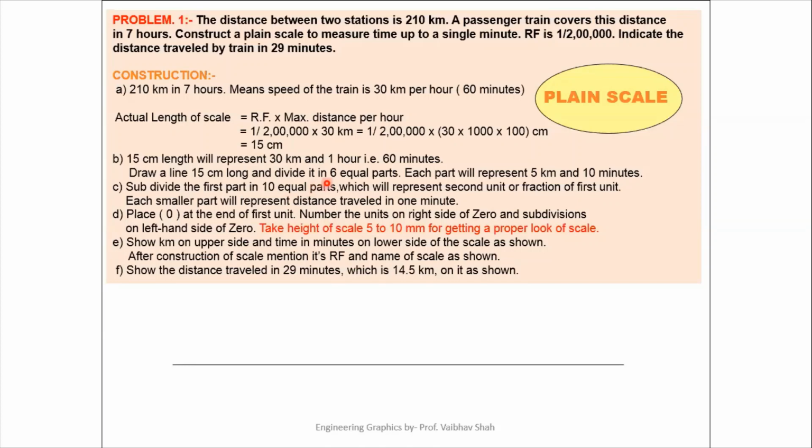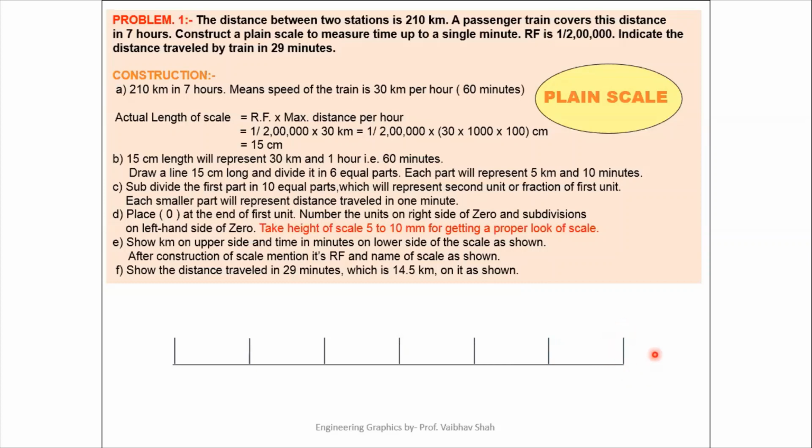Now we have to divide this line into 6 parts, because we have two different things, 30 kilometer and 60 minutes. 60 minute is your higher number, so 60 minute means you are having a significant digit as 6 in this case. So you will divide this line into 6 parts. Each part will represent 5 kilometers and 10 minutes. So let us divide into 6 parts: 1, 2, 3, 4, 5 and 6.